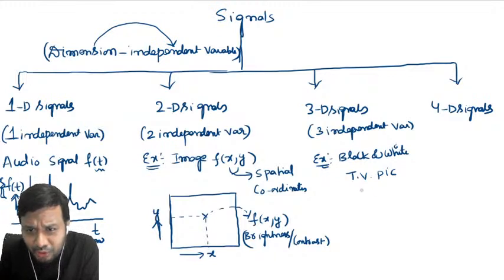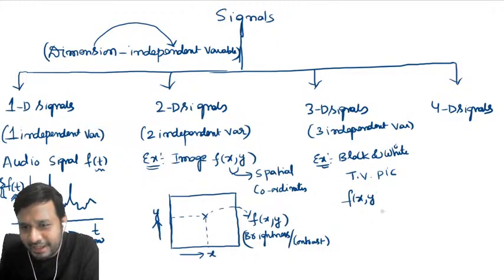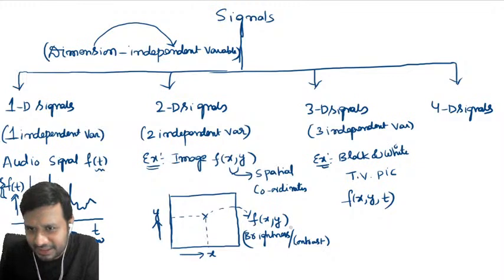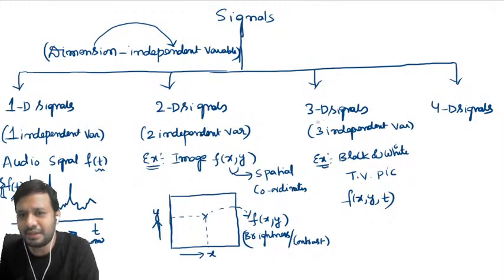Suppose I take a two-dimensional signal, image f of x comma y. See, the image is still. It is not in motion. The image is a still picture, so brightness or contrast is constant at any point. If brightness or contrast varies with time, that means a moving picture. A moving picture can be taken as an example of a three-dimensional signal. A moving picture is also a signal, but a three-dimensional signal.